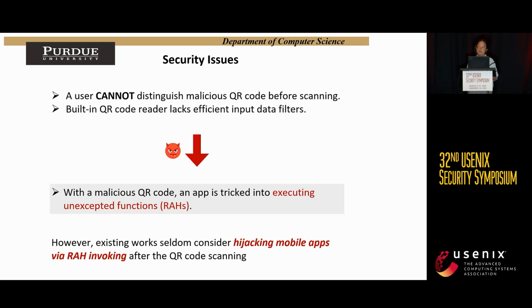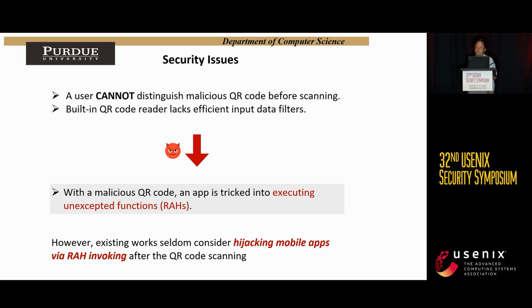So here is the problem. As it's impossible for a user to distinguish a malicious QR code, we consider that the built-in QR code reader, especially the QR code executor, should be equipped with enough security checks for the input data from an external QR code. Otherwise, with a malicious QR code, an app will likely be tricked into opening a malicious website and then executing an unexpected function. For example, if the original function is to log into the user's account, the app can be unexpectedly exploited to send the user credential to an attacker's server without user permission.